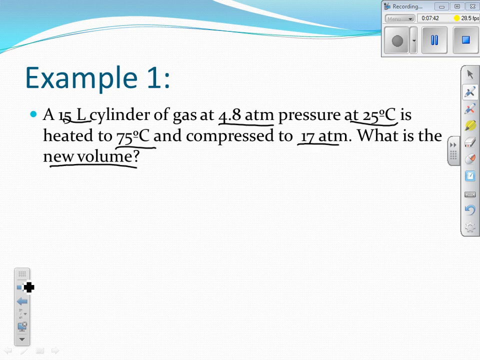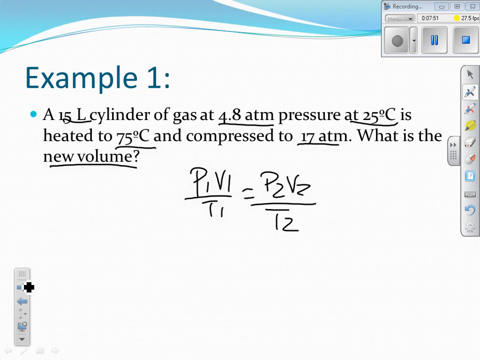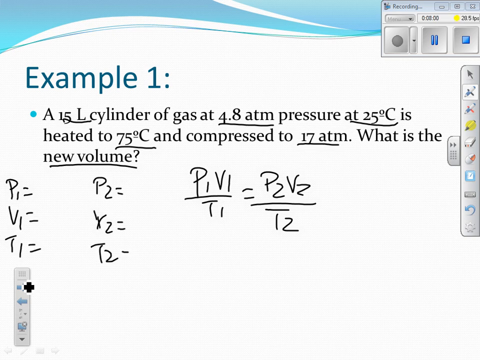Okay, so here's our equation: P1 V1 over T1 equals P2 V2 over T2. Let's set everything up: P1, V1, T1, P2, V2, T2. The initial pressure is 4.8 atmospheres. It's compressed to 17 atmospheres, so that's the second pressure. The initial volume is 15 liters. They want to know the new volume, so that's V2.